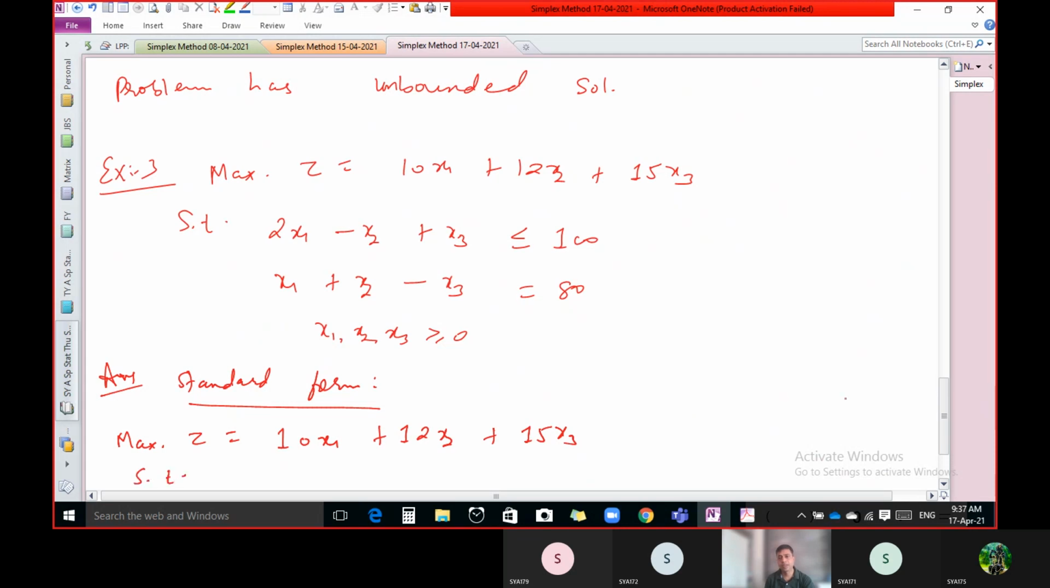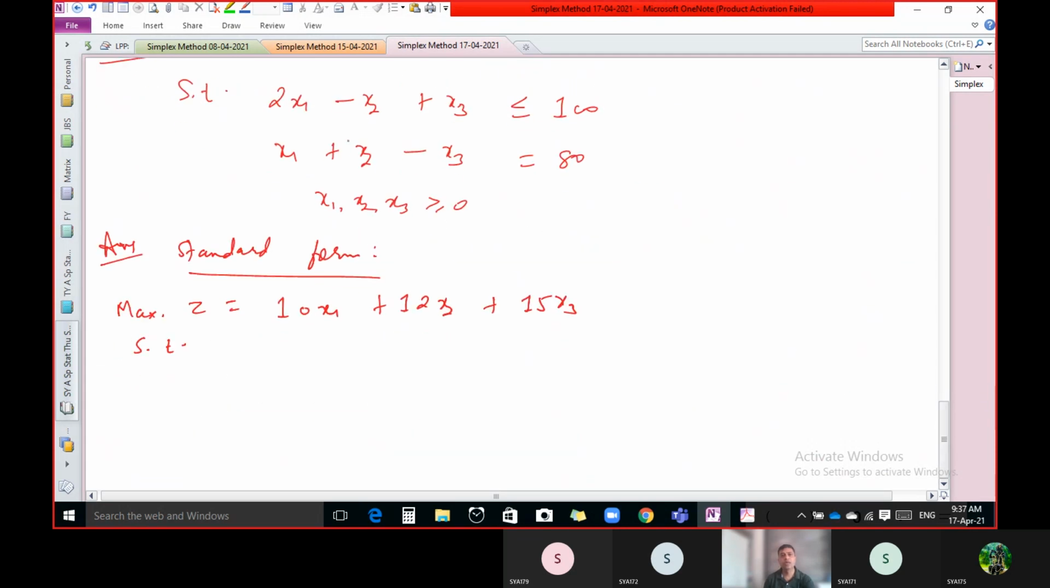Subject to the constraint. Now the next one, see our both the right hand side values are positive, so nothing we have to do, but we have to convert this less than or equal to sign into equal to sign by adding a slack variable. So here we have to write 2x1 minus x2 plus x3 plus s1 equal to 100, and because this equal to sign is there, simply we have to add one another variable which is neither slack nor surplus, which is known as an artificial variable. So when equal to sign is there, we have to add an artificial variable.